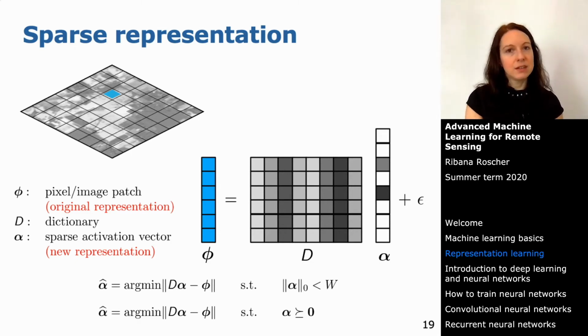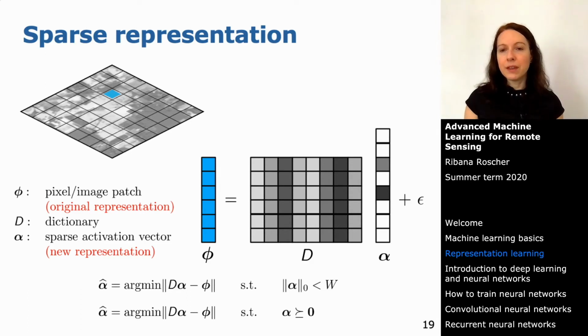And then you have this dictionary D, and each column in this dictionary D is one basis element. We will talk about it later, how you can determine such basis elements. And you have this activation vector alpha. Alpha contains the weights of the linear combination, and as you can see here, most of the elements in alpha are 0. That's why it's called sparse representation.